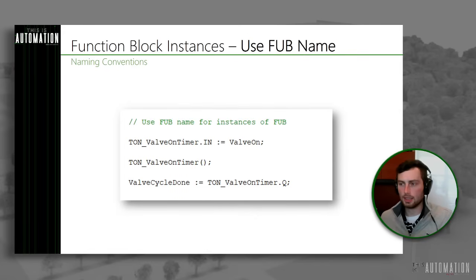Function block instances. This is one that I see a lot of people get wrong, where they'll remove the function block name from a function block instance, and it can get really confusing when you're troubleshooting. So my best recommendation here is to put the function block as the first part of your function block instance name with an underscore, and then camel case of a description. If we've got a valve on timer, for example, and we're using the TON function block, TON_ValveOnTimer, that helps me know, okay, this is the function block TON.